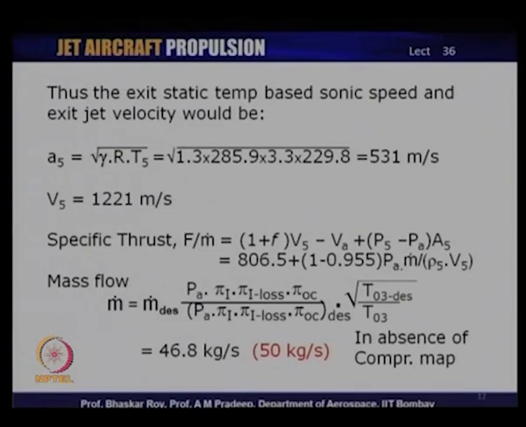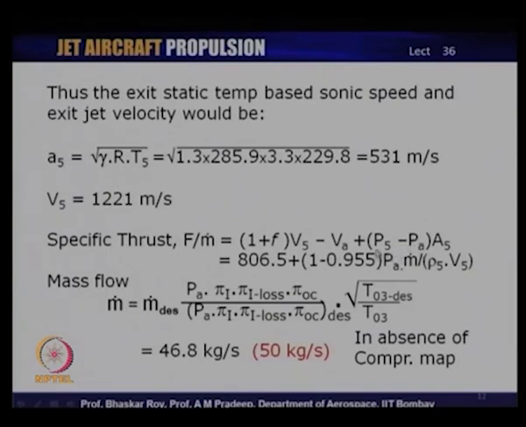Corresponding to these calculations, we can now say that the specific thrust may be calculated using the normal relationship of specific thrust, which is 1 plus f, where f is the fuel air ratio, into V 5 minus V A. V A, of course, is the flight velocity, plus the pressure thrust term, P 5 minus P A.